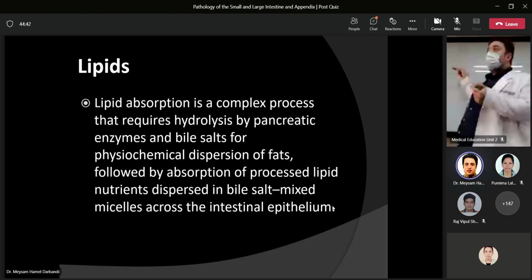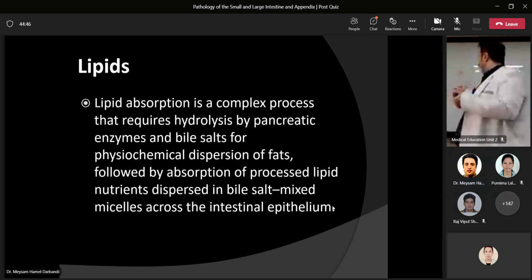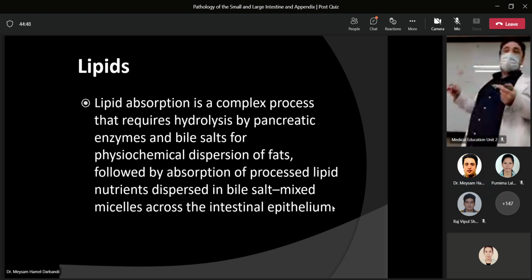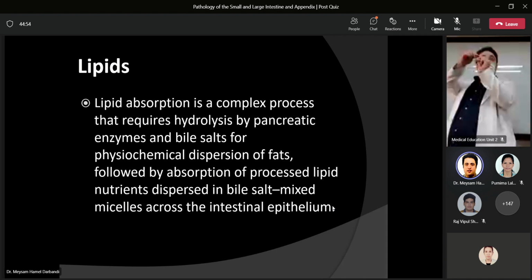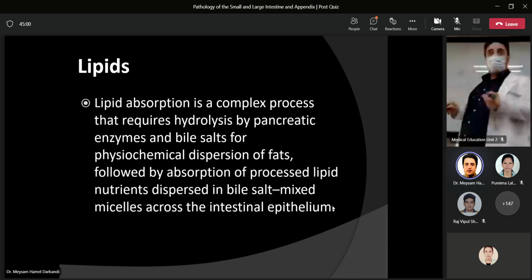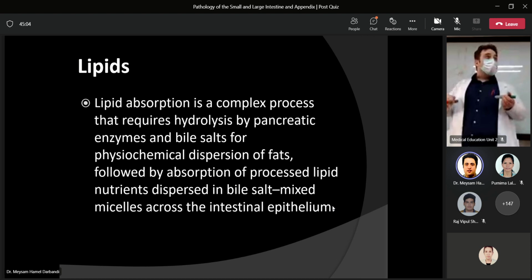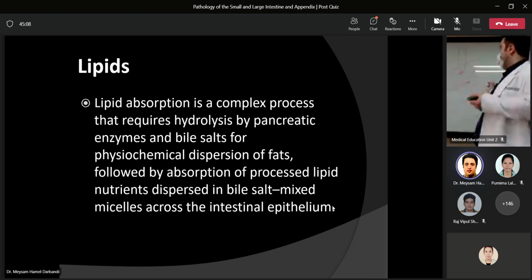Is that the only thing CCK does? No. It will also go to the pancreas and help excretion of lipase. How will it help? It will relax the sphincter of Oddi, so the lipase also will drain here. What else will CCK do? It will reduce gastric emptying, right? Okay, so three things we learned.